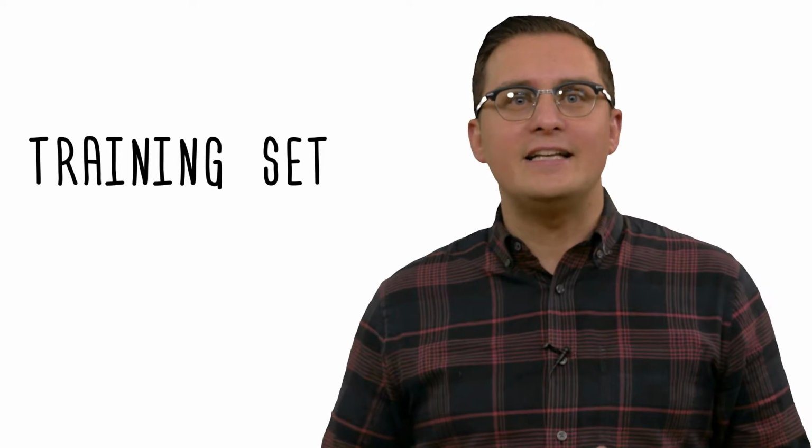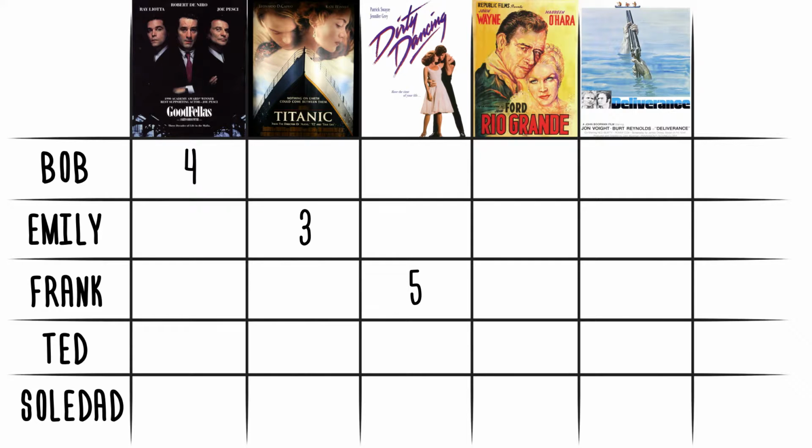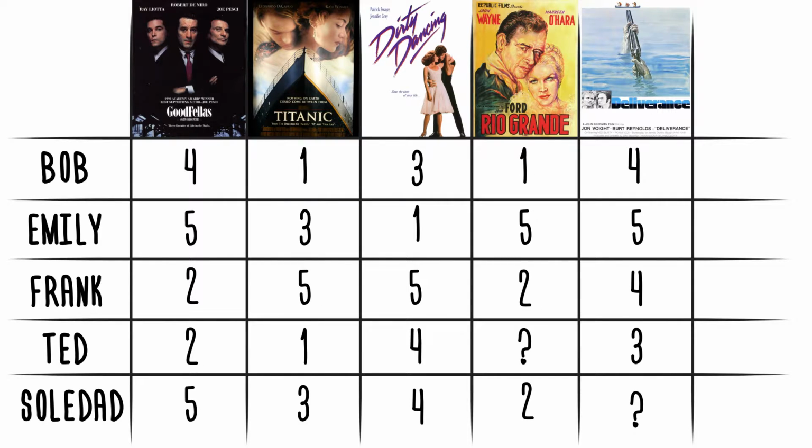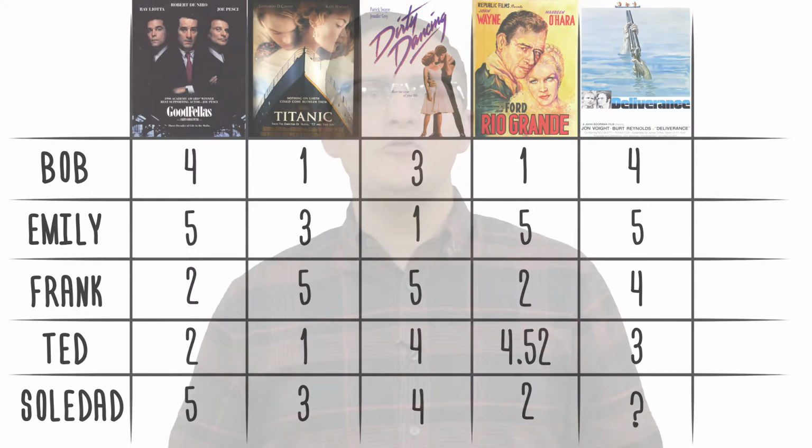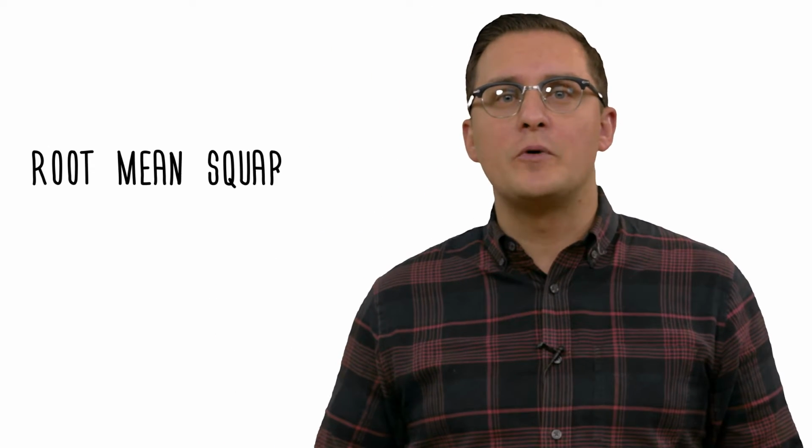Along with this set, Netflix also released another million incomplete triplets of the form: Ted rated Rio Grande, Soledad rated Deliverance. The goal is to predict hidden scores. These were real number scores. The true scores were integer numbers, 1, 2, 3, 4, or 5, but the predictions could be any number, like 4.52. This was useful if your algorithm couldn't decide between a 4 or a 5. It could mitigate the losses. The performance was measured in terms of what is called root mean squared error.